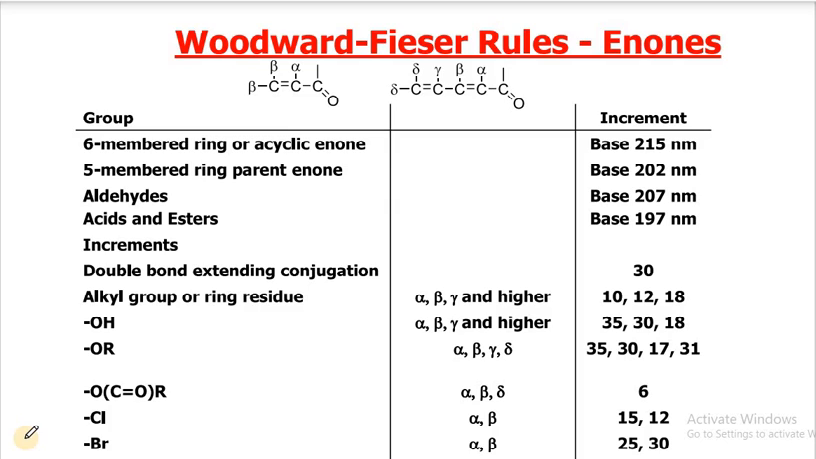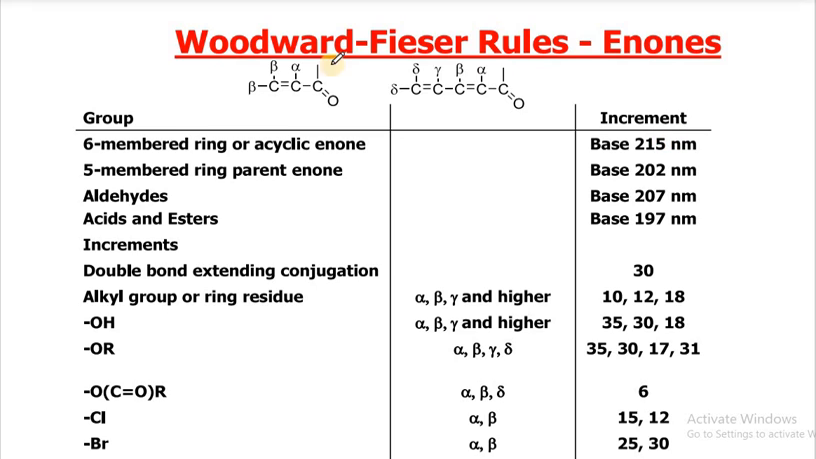Today we will start with Woodward-Fisher rules for another type of compounds, that is enones. Enones means alpha beta unsaturated carbonyl compounds. Ene means one double bond and one means carbonyl compound. So in this we will be calculating lambda maximum value for the molecules containing these type of groups, that is alpha beta unsaturated carbonyl compounds.